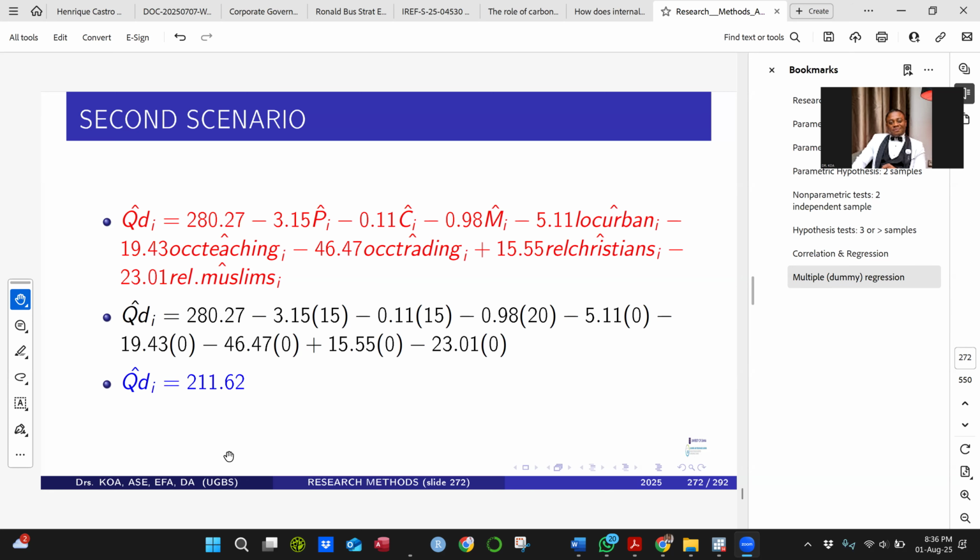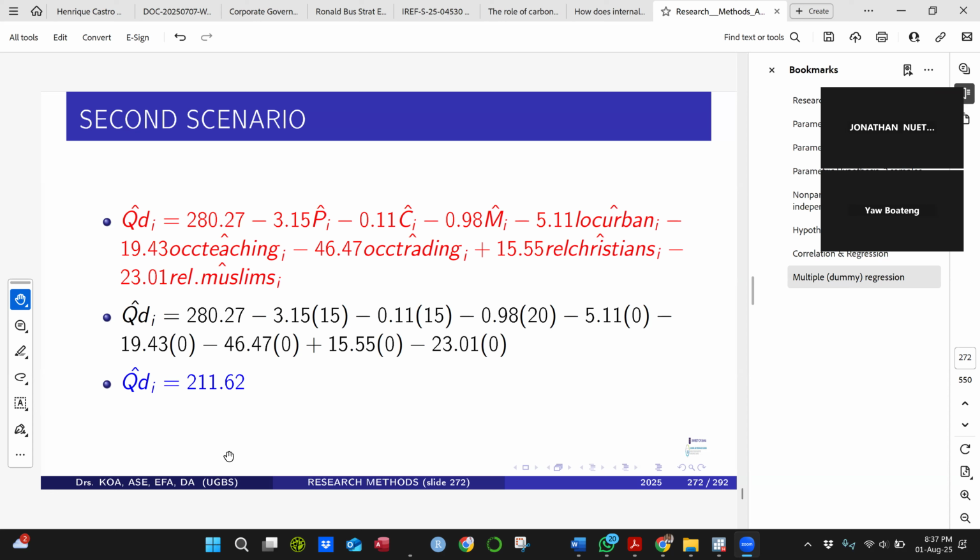So we now compare the two scenarios. Which one do you think has more quantity demanded? First scenario or second scenario? Which one? Jonathan? First scenario. That's wrong. The second scenario. The second scenario has got more quantity demanded than the first. By how much? It's got more quantity demanded by how much?